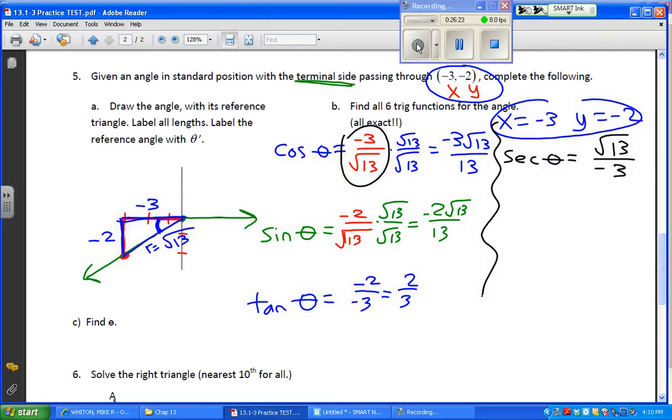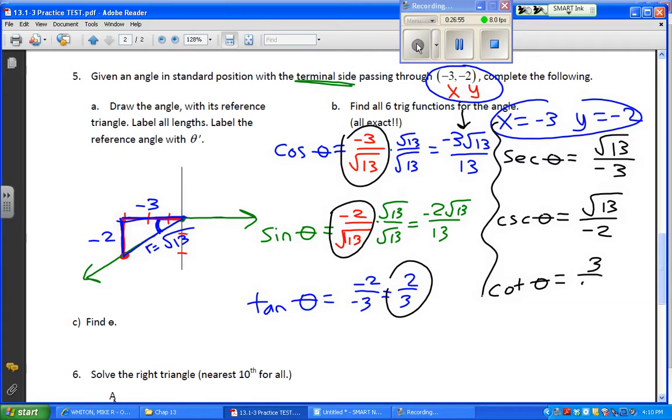I wouldn't use the one in blue here because when we do the reciprocal of that, the root 13 is going to go on the bottom and we're going to have to simplify it. So the thing I wrote in red, that's the cosine also, right? So let's use that one. For cosecant, it's the reciprocal of sine. This in red here is sine, so its reciprocal is this. And then of course the cotangent will be the reciprocal of tangent, so 3 over 2. And there's all of the ratios.